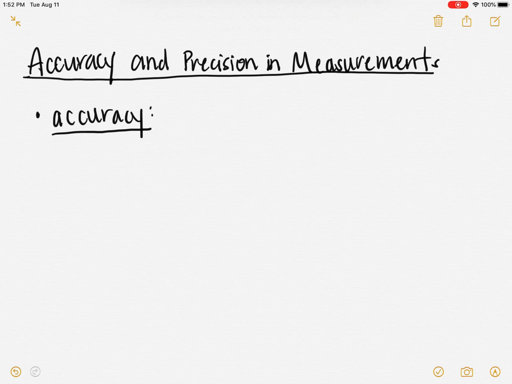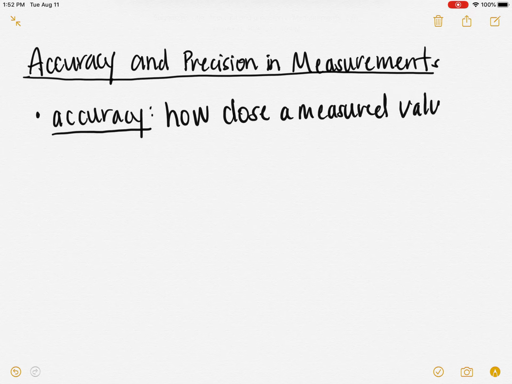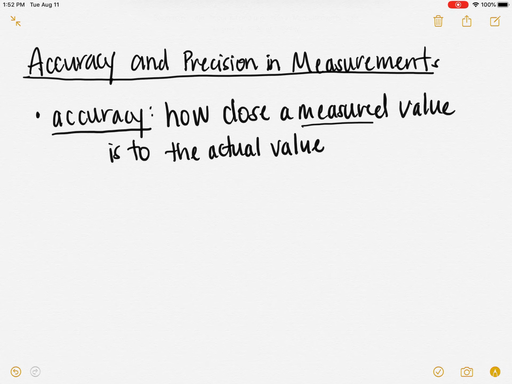So if you think of the word accuracy and the definition of accuracy, you might have a lot of things come to mind. So the true definition of the word accuracy is how close a measured value is to the actual value. Okay, so we're talking about two terms here, and those two terms are the measured value and then the actual value.